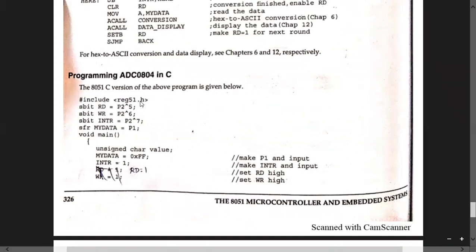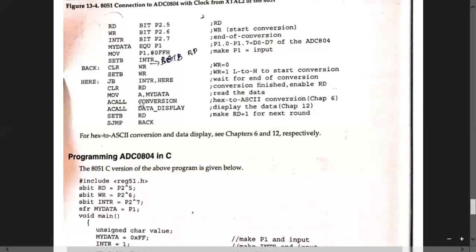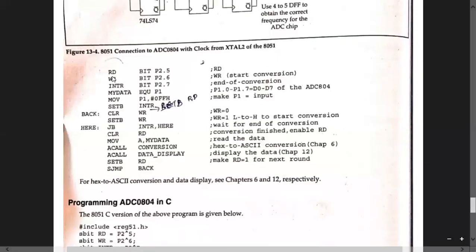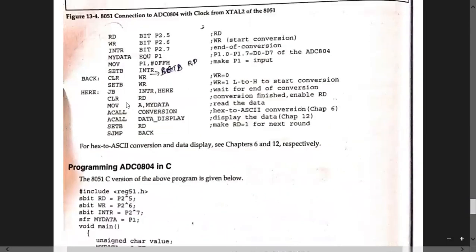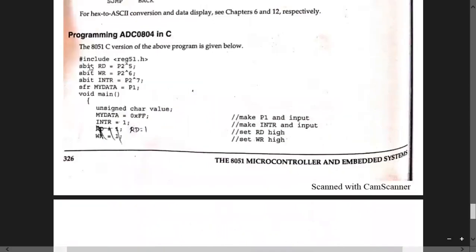Yes, ma'am. And what are the initial steps we need to do? How many lines? 1, 2, 3, 4, 5 initial steps we have, right? What is first? Allocating bits to RD and all these things. All these 5 initial steps are also done here. sbit RD is equal to port 2.5. sbit WR is equal to port 2.6.